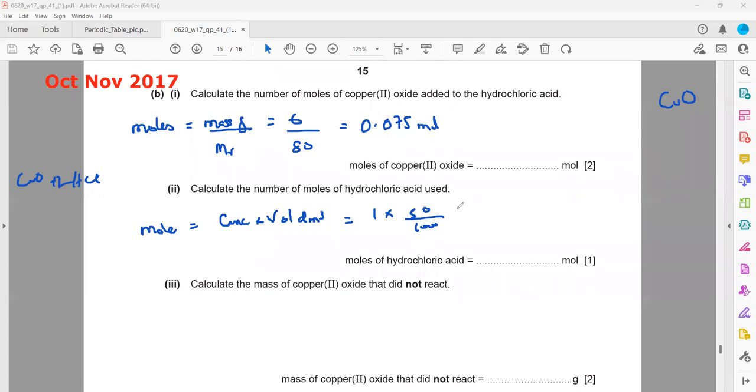So moles is concentration into volume. What's the answer for this? 0.05.